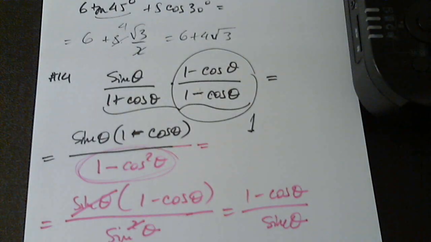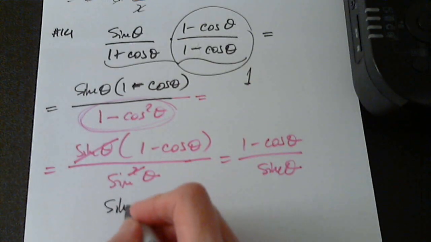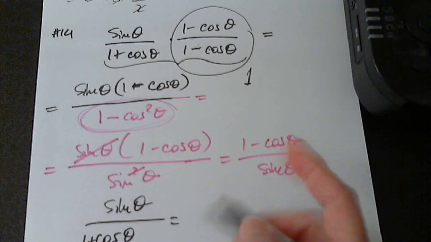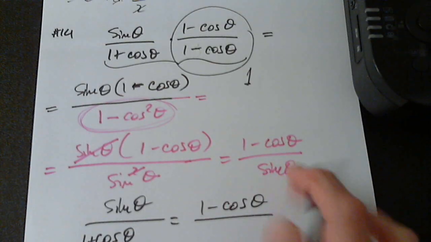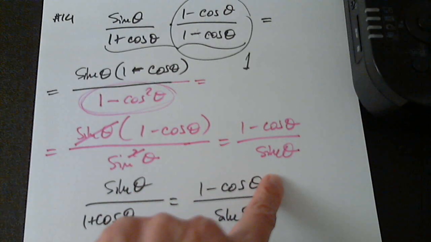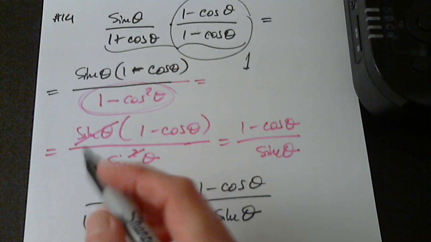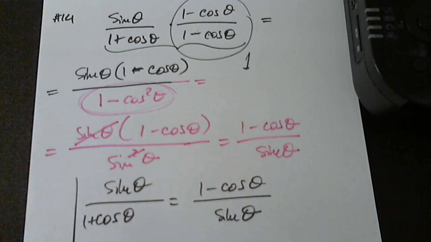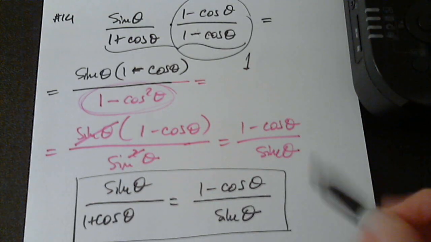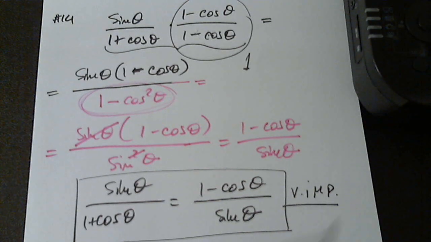What is it again? Sine theta over 1 plus cosine theta equals 1 minus cosine theta over sine theta. Of course, you can also reverse these two, and it will still be the same thing. But please add this to the list of identities. And remember that sine over 1 plus cosine, of the same angle, is 1 minus cosine over sine. So this is a very important identity. Moving forward, you'll see it will come into play soon.